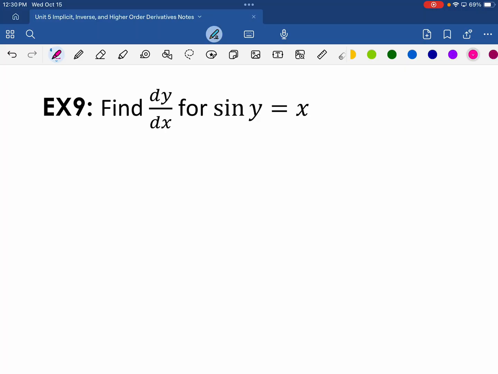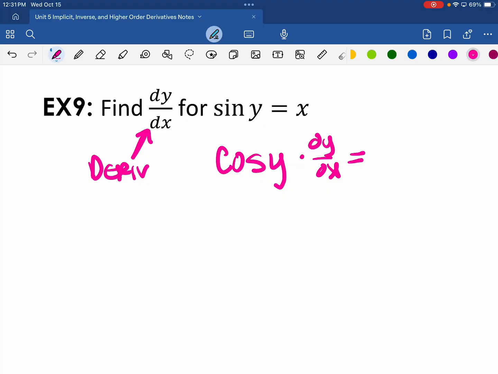Okay, number 9 says find dy dx. This just means find the derivative. That's all you're doing on this one. Dy dx is the derivative. So what's the derivative of sine? Cosine. It's going to be cosine of y times dy dx equals 1. So when you're doing trig, the inside stays the same. The derivative of sine is cosine, but the y inside stays the same. That's why implicit is like chain rule, because the inside stays the same, and then you times by dy dx. And so then to get dy dx by itself, we are going to divide.